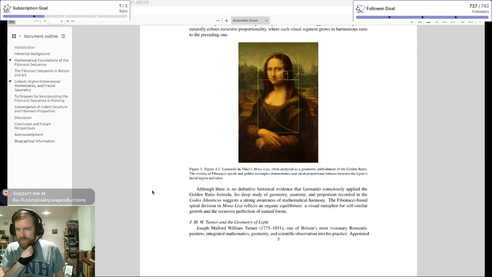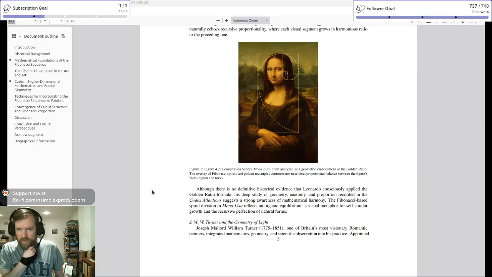Though there is no definitive historical evidence that Leonardo consciously applied the golden ratio formula, his deep study of geometry, anatomy, and proportion recorded in the Codex Atlanticus suggests a strong awareness of mathematical harmony. Fibonacci-based spiral division in Mona Lisa reflects an organic equilibrium, visual metaphor for self-similar growth, and the recursive perfection of natural forms. J.M.W. Turner and the Geometry of Light.